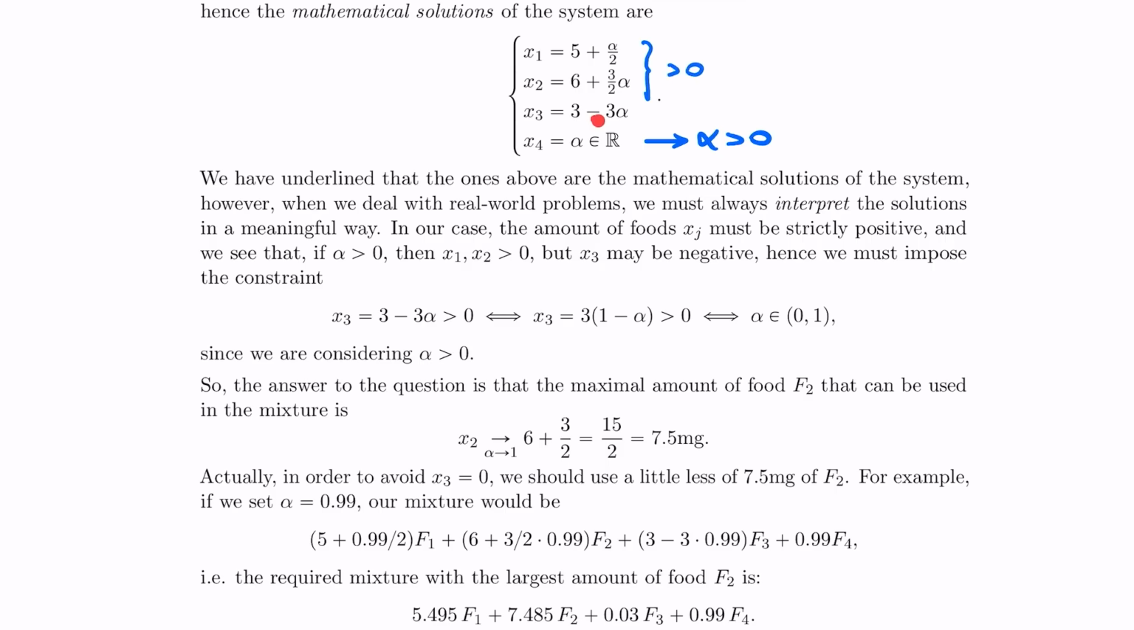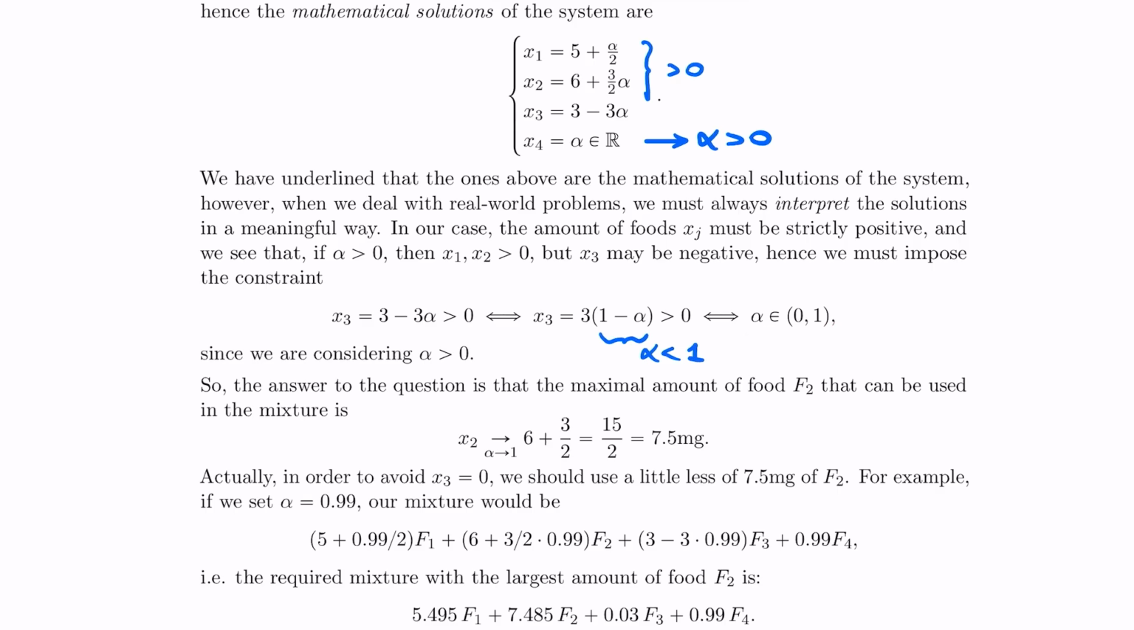However, this is not true anymore for x3 because we have a minus sign here, and so we have to impose that 3 minus 3 alpha is larger than 0. This is equivalent to say that 3 times 1 minus alpha must be larger than 0, which implies that alpha must be less than 1. However, remember that alpha must be positive, and so at the end alpha must be contained between 0 and 1. Thanks to this constraint, we can answer the question of the exercise.